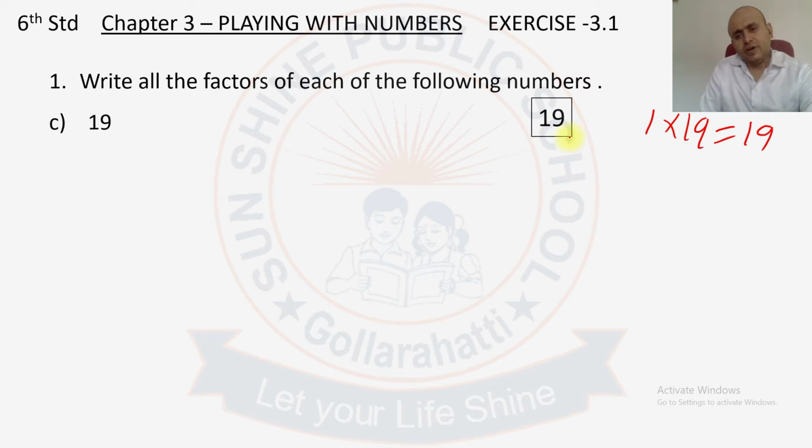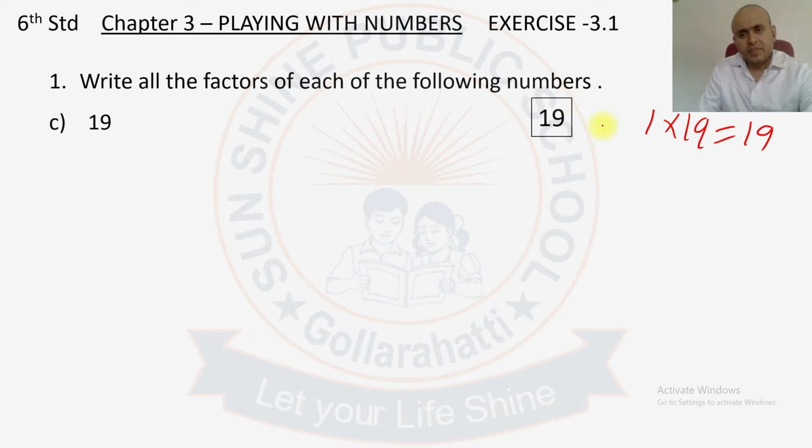5 × 4 is 20, and 5 also does not divide. 6 also does not. 6 × 3 is 18, 6 × 4 is 24. 7 does not, 8 does not, 9 does not, 10 does not. So 19 does not divide by any other number. That means it is a prime factor. 19 is called a prime factor.